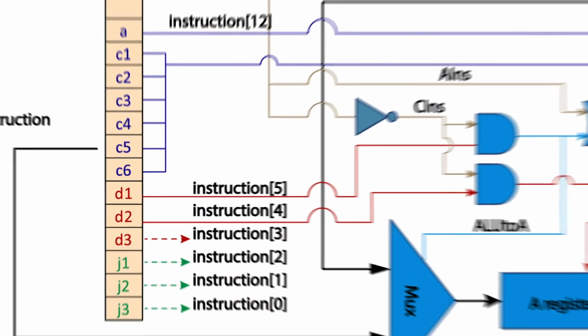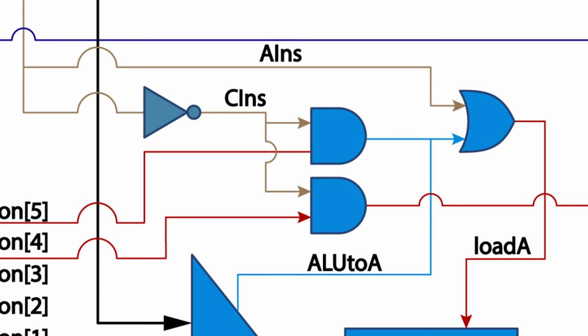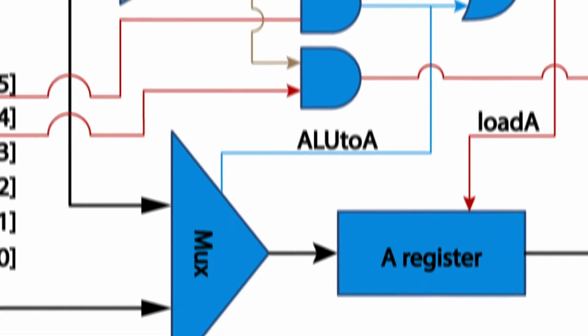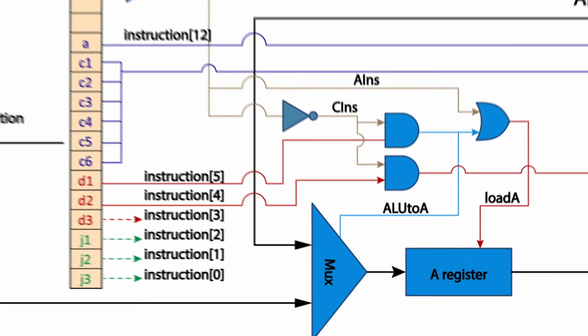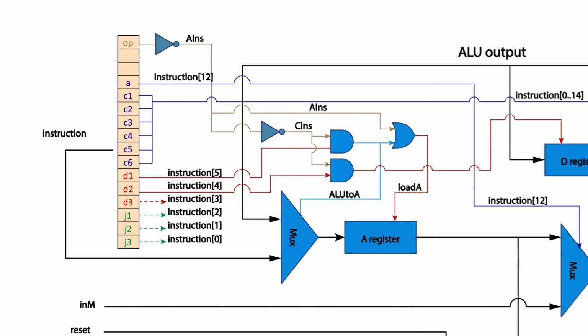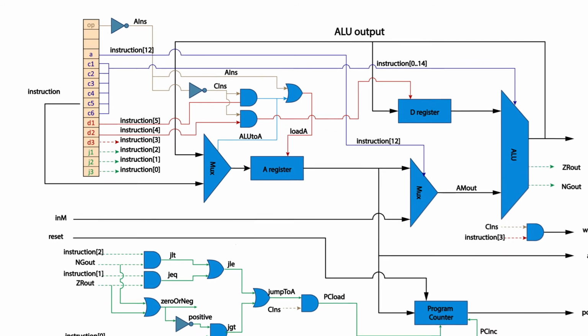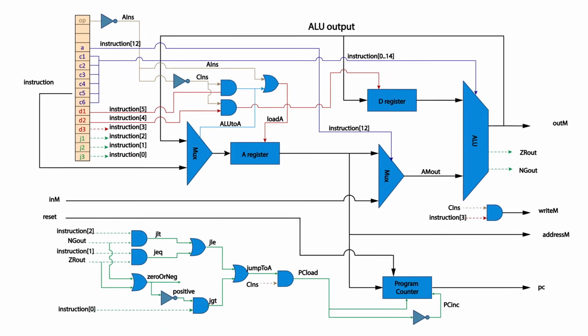An AND gate combines C instruction and bit 5, D1, from the instruction input. If both are 1, then 1 is output to ALU to A, which is fed into cell in the following MUX16. This MUX16 takes the 16-bit instruction input and also the 16-bit output of the ALU. The input for cell comes from the previous AND gate and determines whether to pass on the instruction input or the ALU output to the A register.